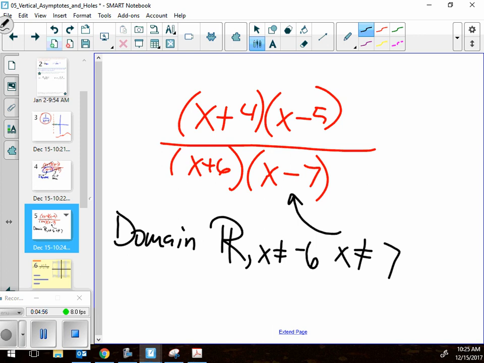So there's no hole. So they must both be asymptotes. You can have two vertical asymptotes. So my vertical asymptotes are at x equals -6 and x equals 7.